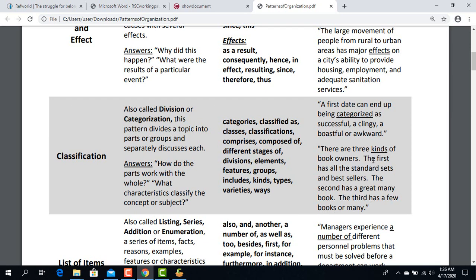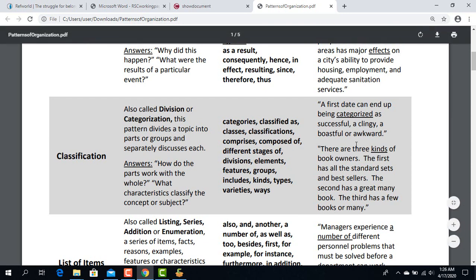So as you can see, kinds. Here they are categorizing. They are dividing. They are putting types of the book owners. And what is the relationship here? As you can see, the relationship is classification, because we're going to classify these book owners into 3 categories. Another one: a first date can end up being categorized as successful, clingy, boastful, or awkward. Also, categorized is another word that can show this pattern.